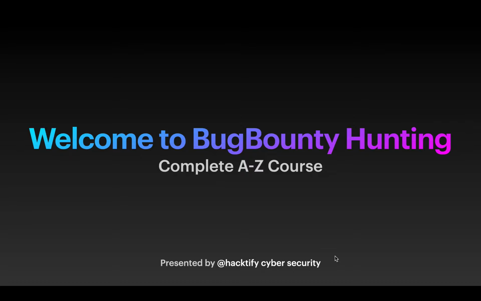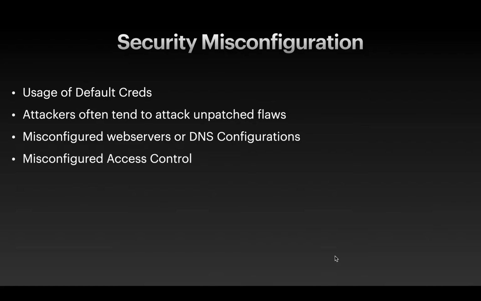The fifth vulnerability that we are going to see in OWASP is security misconfiguration. So, usage of default credentials leads to security misconfiguration. Attackers often tend to attack unpatched flaws. So any software which is running outdated or is not patched may lead to security misconfiguration. Misconfigured web servers or DNS configurations are also a very important factor which leads to security misconfiguration vulnerabilities.